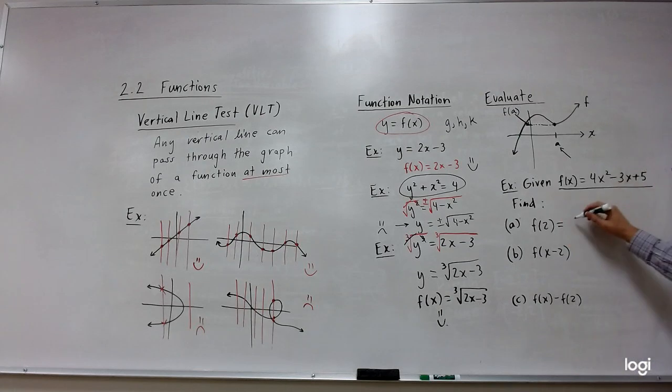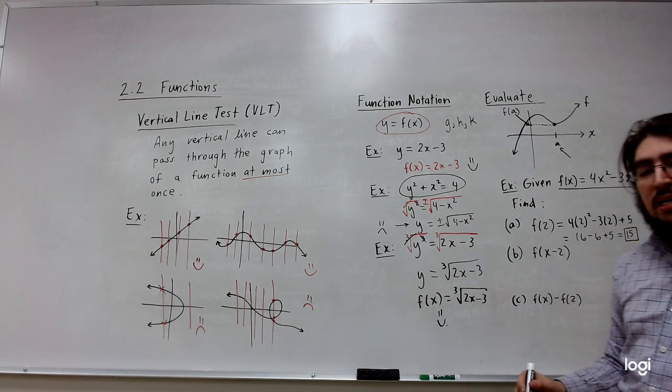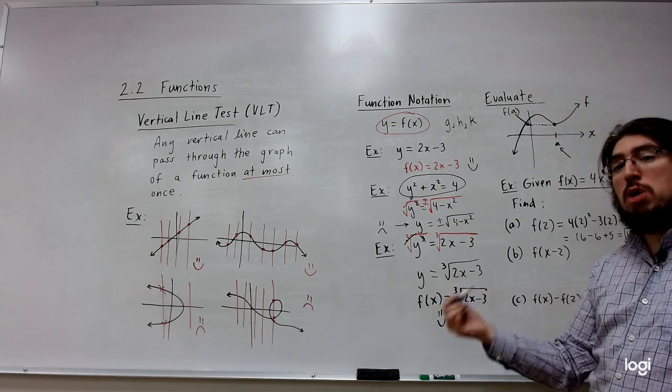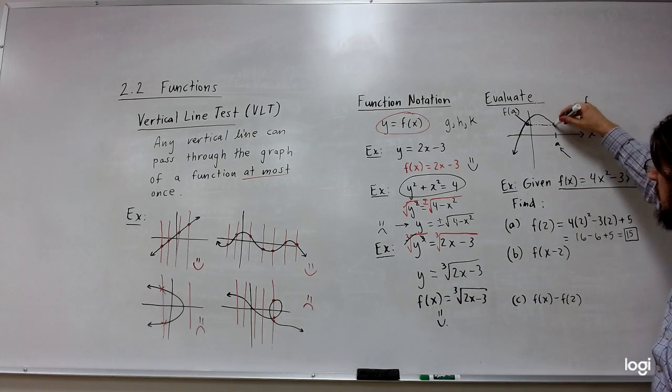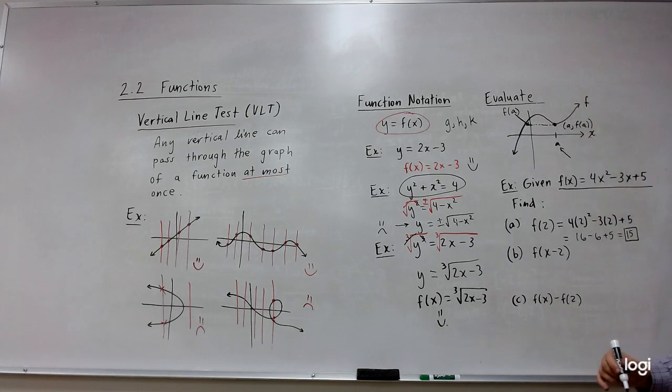So plugging 2 in for x, we get 4 times 2 squared minus 3 times 2 plus 5. Good. So I don't have too much space, but let's see. 2 squared is 4. 4 times 4 is 16. Negative 3 times 2 is negative 6. Plus 5. So 16 minus 6 is 10. 10 plus 5 is 15. So f of 2 is 15. And that would correspond to the point 2 comma 15, just like this corresponds to the point a comma f of a. Just to kind of put it together.